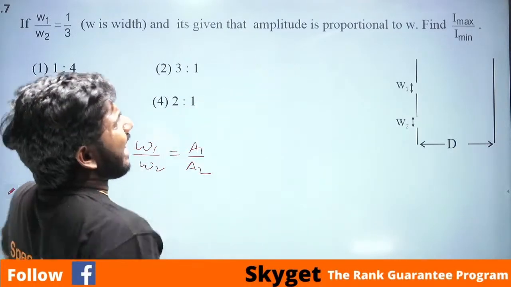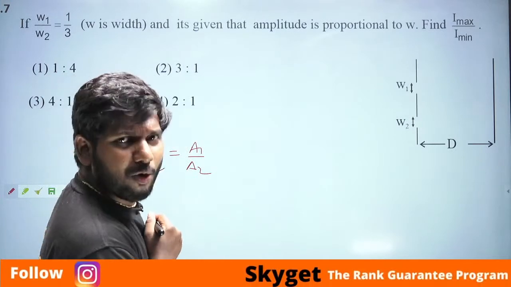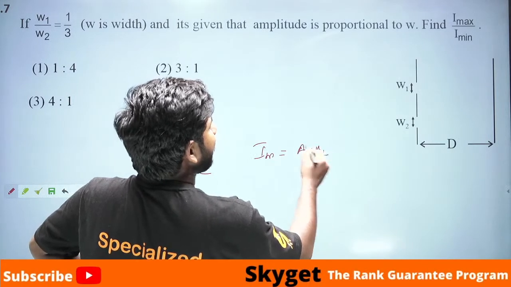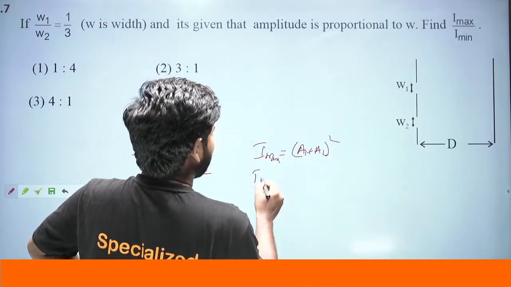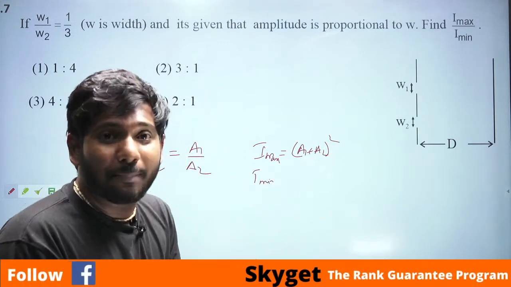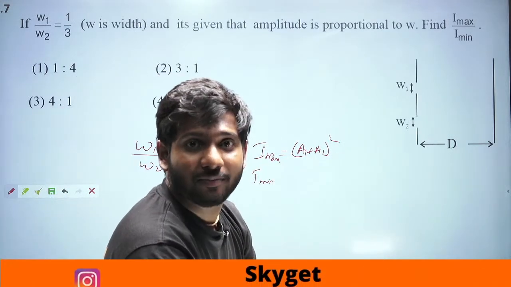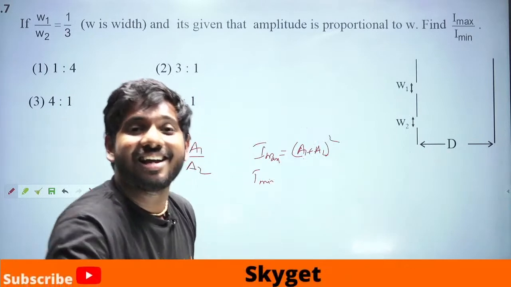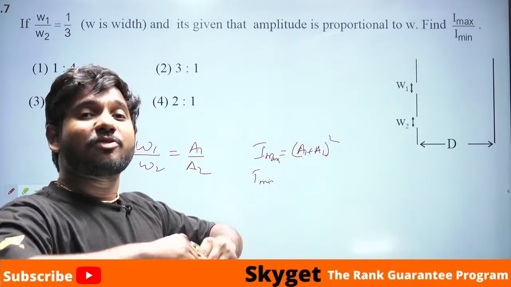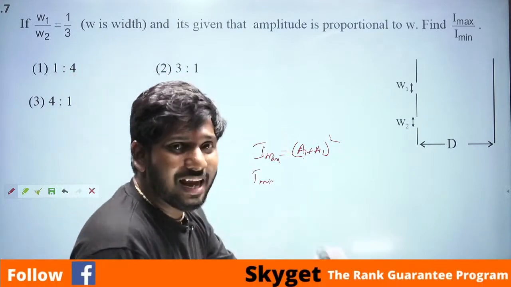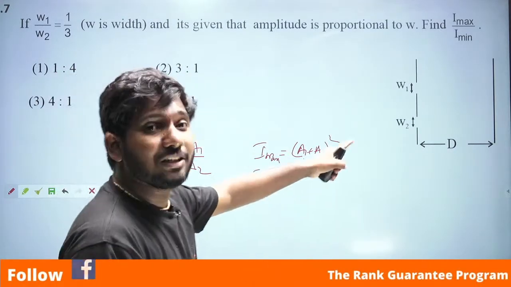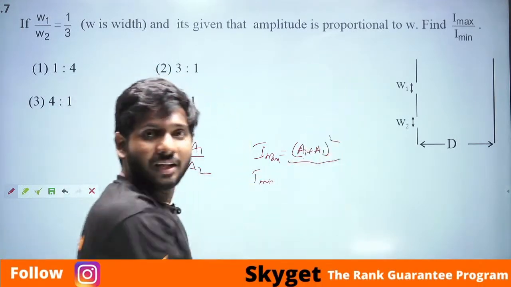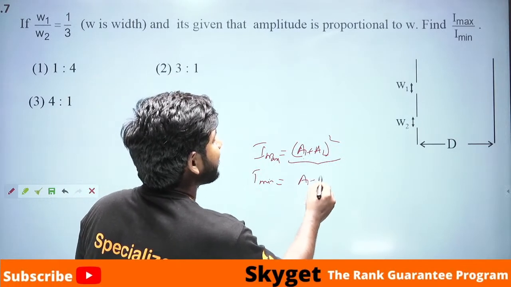So now what is he asking? I max by I minimum. How can it be solved, students? I max is what? A1 plus A2 whole square, because at maximum amplitude, intensity will be maximum. So intensity is root over A1 square plus A2 square plus 2A1A2 cos theta. Cos theta should be 1, that is, when phase difference is 0, the resultant intensity will be maximum. So A1 square plus A2 square plus 2A1A2, that is A1 plus A2 whole square, will be the maximum intensity. Minimum will be A1 minus A2 whole square.